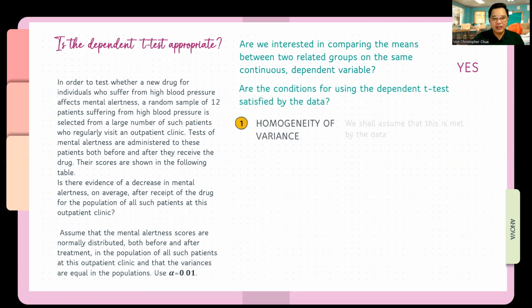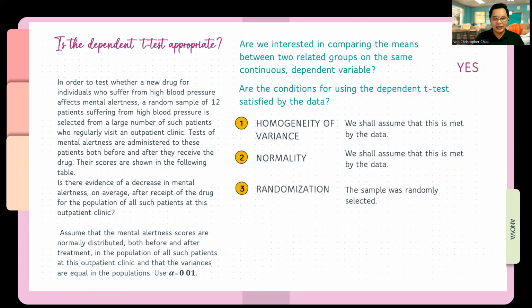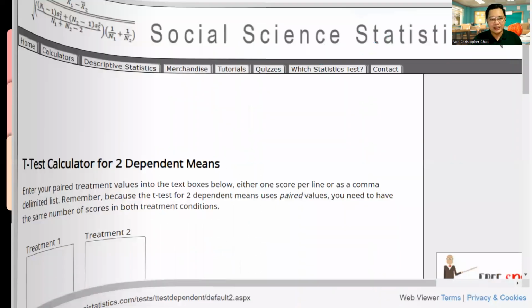Now let's take a look at the different conditions. So we will assume that the homogeneity of variance condition is satisfied. We also said that we will assume that normality is satisfied. In the context of randomization, we know that the sample is randomly selected. It is stated in the problem. And because the dependent variable, which is mental alertness score, is ratio level data, then the measurement scale is also satisfied. So all of the assumptions of the dependency test are satisfied by the data.